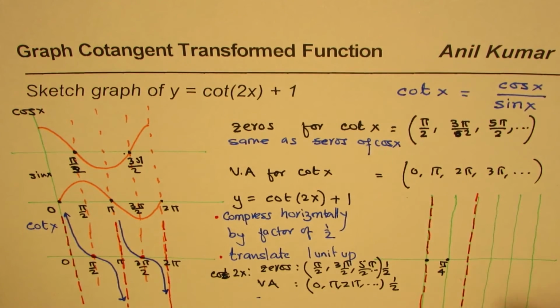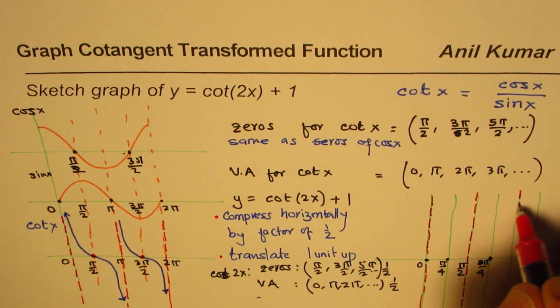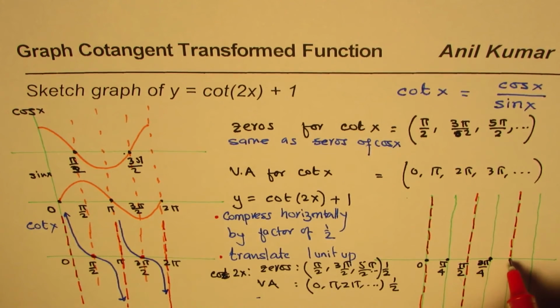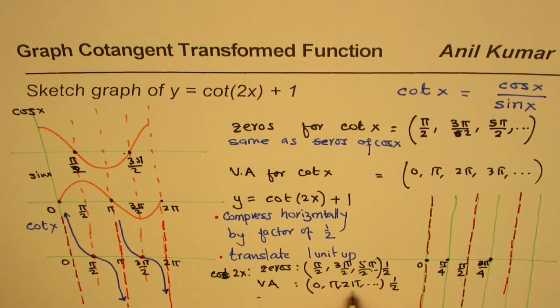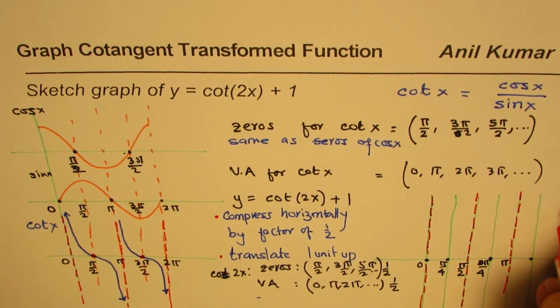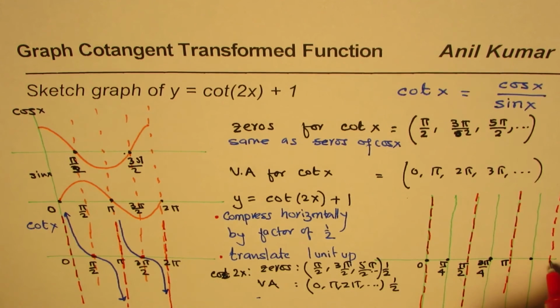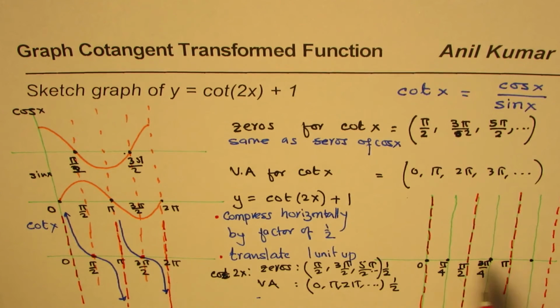So alternately, we'll have vertical asymptotes and zeros, right, as expected, correct? So this is 0. This is pi by 2. And then 3 pi by 4 will be a zero. And then we'll have a vertical asymptote at pi, a zero, and then again a vertical asymptote, and so on. You get the idea, right? So that is one thing. So horizontally, these zeros are placed like this.